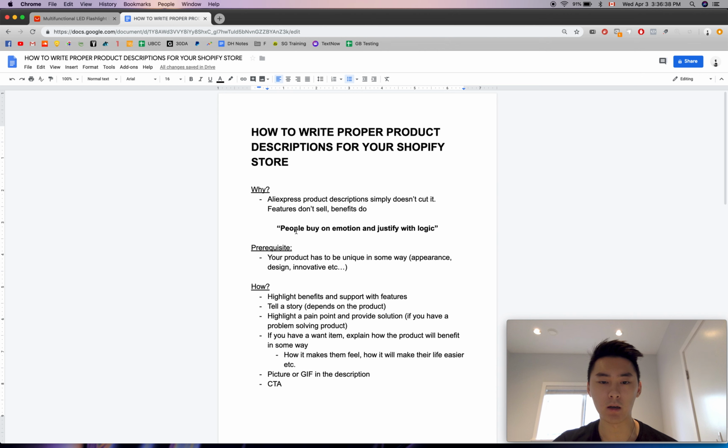So I have a quote here that sums up what I'm trying to say. People buy on emotion and justify with logic. So you want to get to their emotions when it comes to writing descriptions, and try to write descriptions that are more beneficial for them and show how it's going to make their life easier. So make them feel a certain way, like make them feel happier, make them feel better about themselves, stuff like that. So the prerequisite for this is that your product has to be unique in some way.